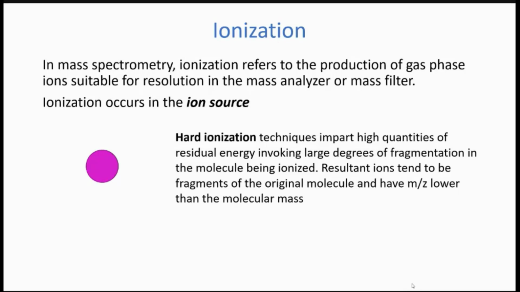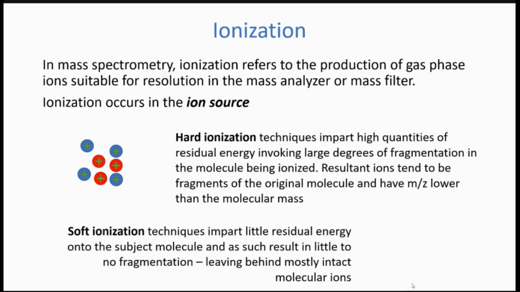Hard ionization techniques are really common with GC-MS, and this was the original way that ionization happened up until the 80s and 90s. So what happens is you get a lot of energy and the molecule breaks apart into ions. It could be negative ions, but usually it's positive. That's why I'm just using an example here.